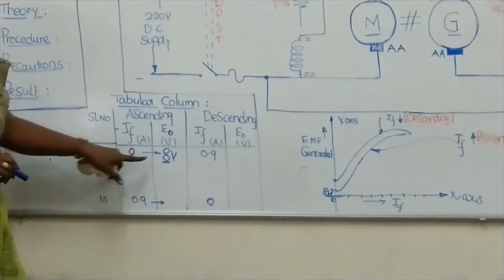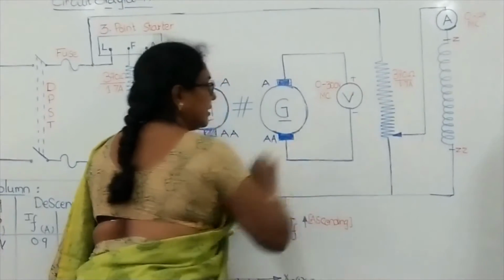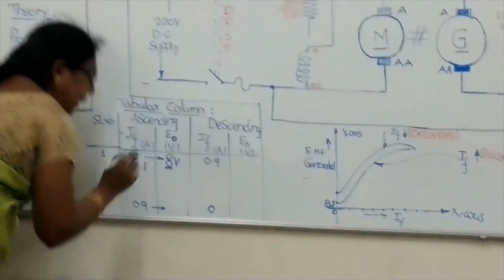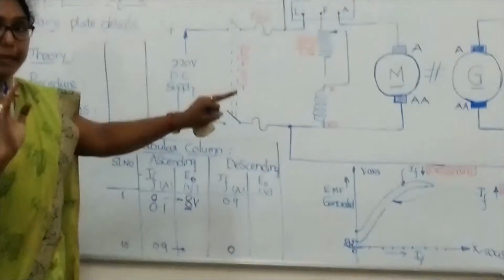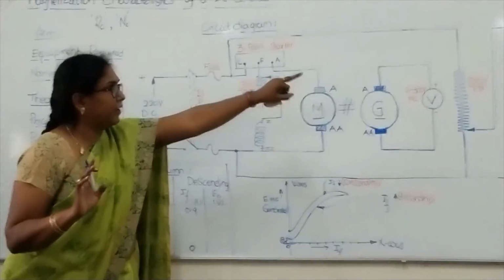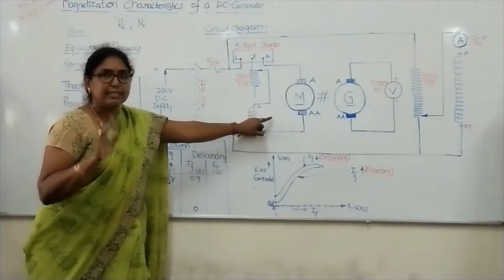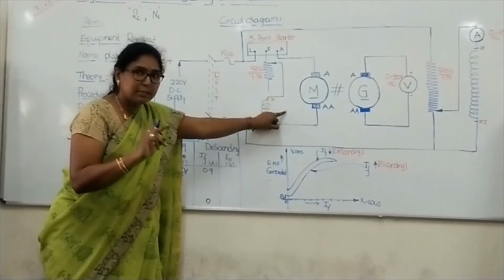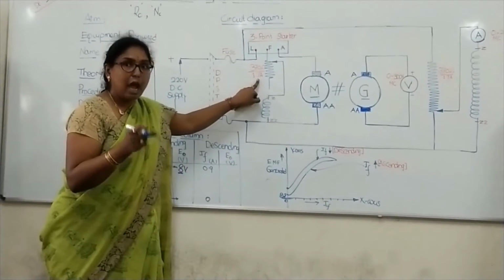After that, what do we have to do? I need to gradually vary the potential divider such that, let us assume, the field current is 0.1 ampere, and I have to always verify that the speed is maintained constant. After setting the potential divider for a field current of 0.1 ampere, I need to verify the speed of this motor generator set. If the speed falls or changes, we need to adjust it again to the rated speed of 1500 rpm by varying the speed rheostat of the motor.